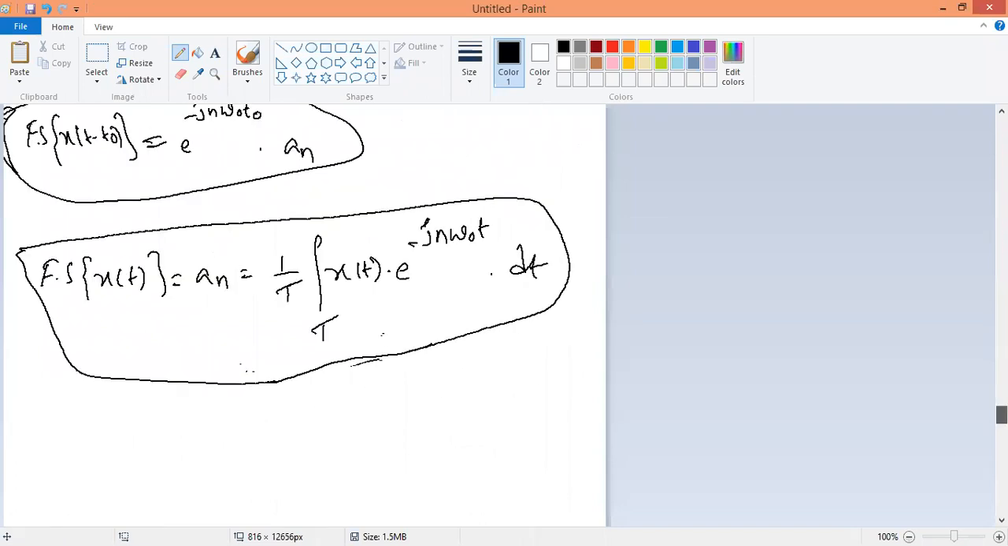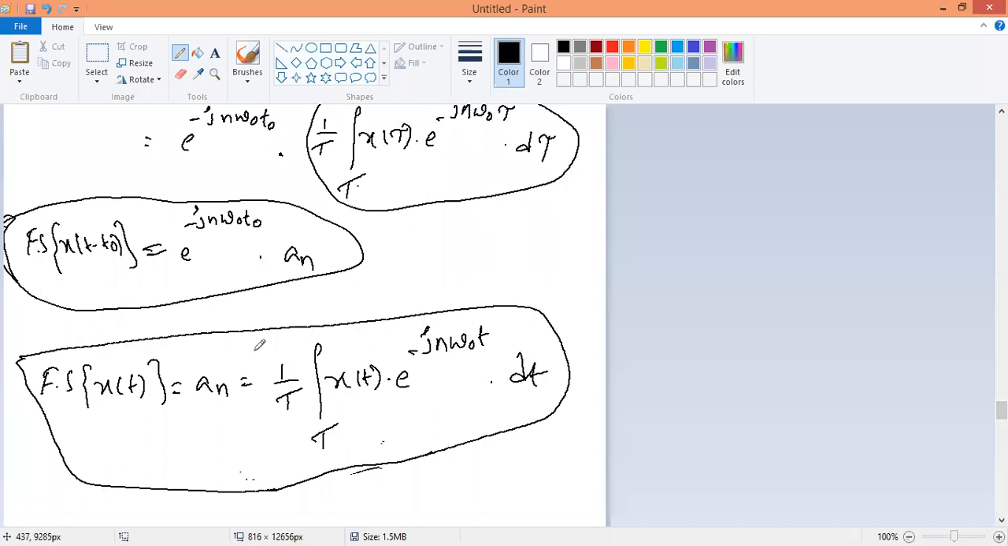It is the time shifting property. Here a n is nothing but Fourier series of x of t, which equals 1 by T integral T x of t into e power minus j n omega naught t into dt. Is it clear?